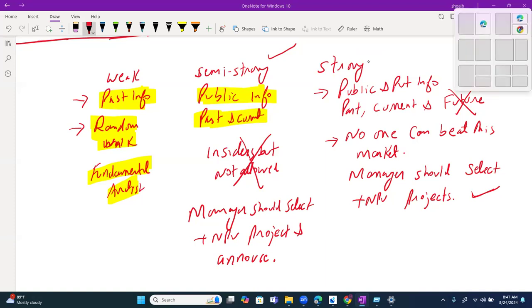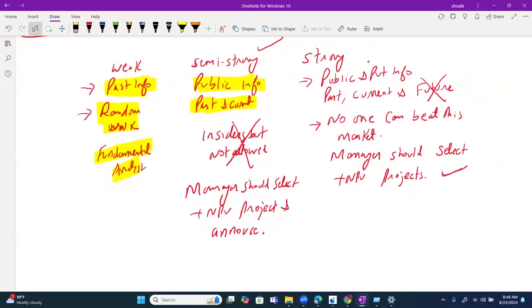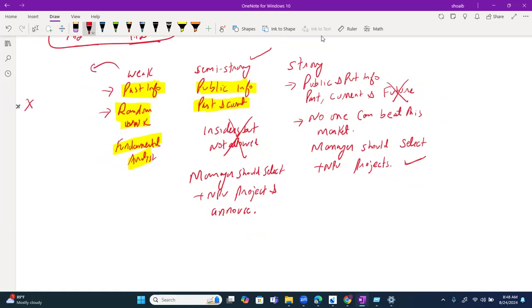Okay, technical analysts cannot work in any of these markets. So where can technical analysts work? In a market which is lower than even the weak form, one which is worse than weak. Okay? So it will cover the majority of your MCQs. Please take a screenshot of this. Where can technical analysts work? Not efficient at all.